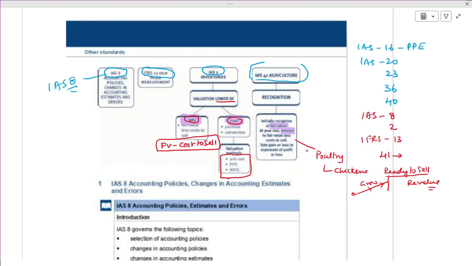Nothing else is there. Initial value, here also there is a cost. Over a period of time the chickens become ready to sell and the value will increase. We will not use the initial value, but we will revalue and calculate the value. At the year end, revalue to fair value less cost to sell. You will have a gain, and you take it into profit and loss.